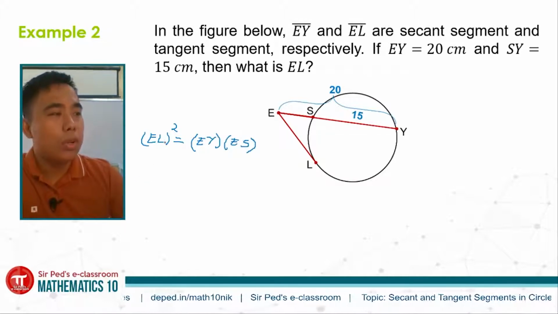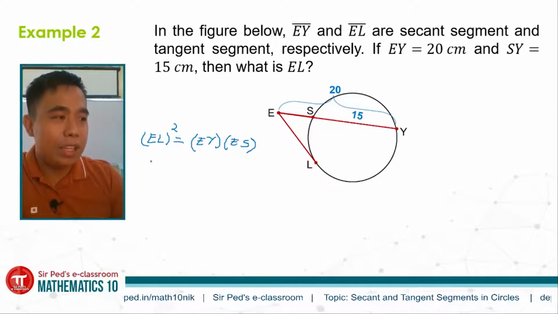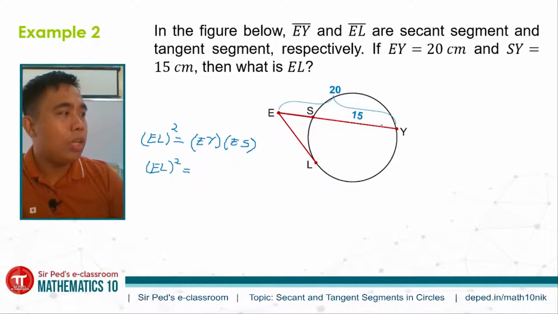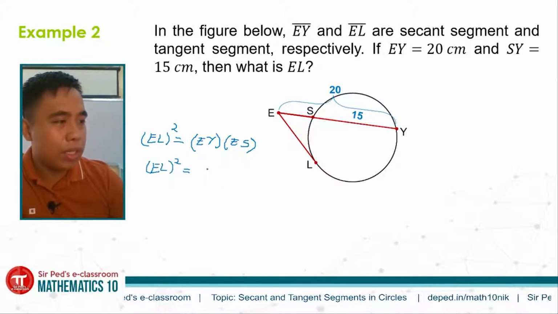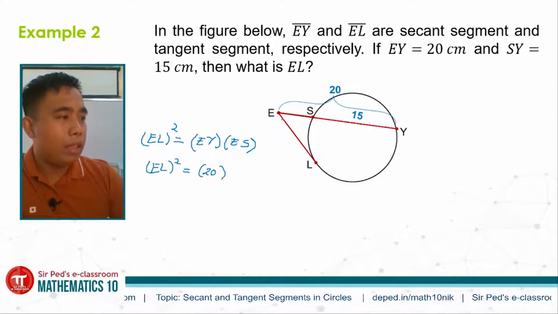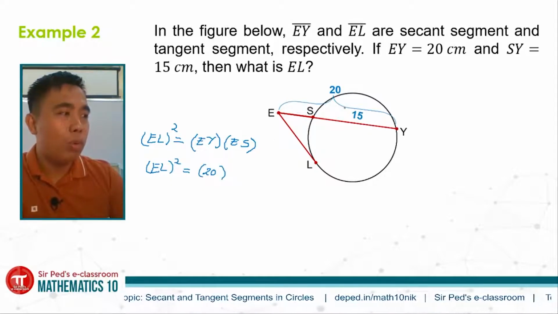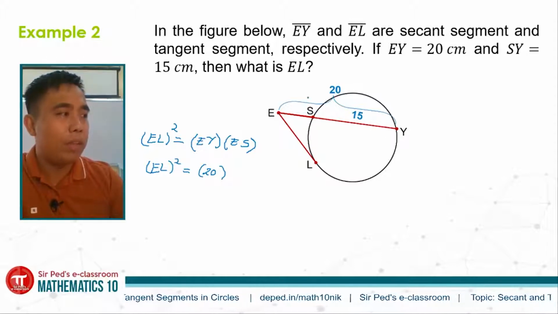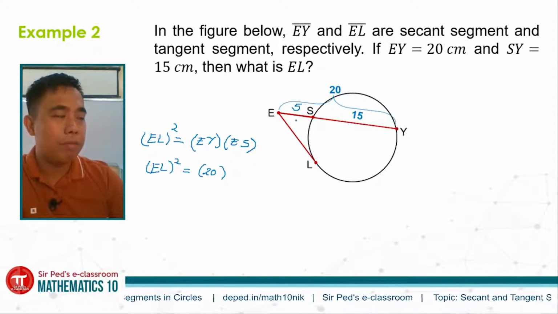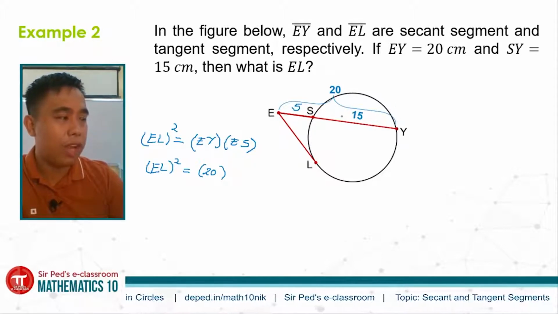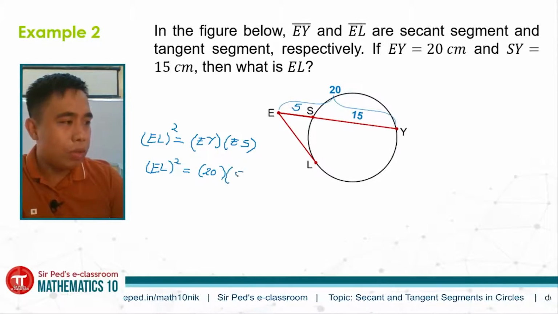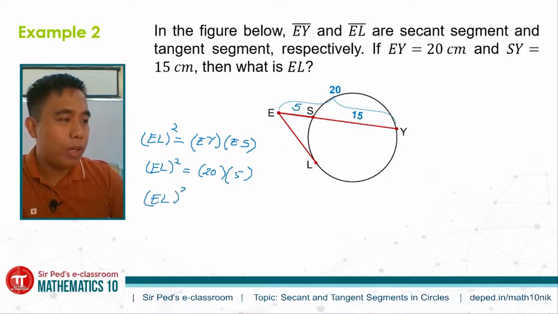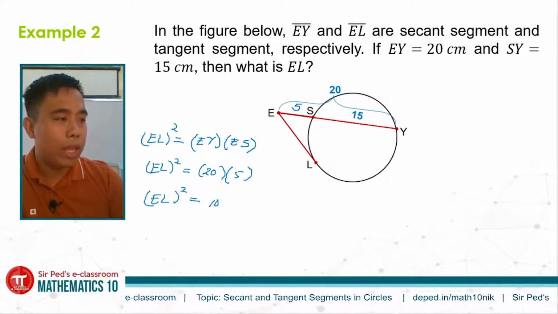Okay. So, ang hinahanap natin si EL. So, it will remain EL, the quantity squared. It is equal to EY. Anong measure ni EY? It is 20 centimeters. So, 20. And ES, hindi natin alam. But we know that EY is 20 and SY is 15. Therefore, this is 5. Kasi nga 20, the whole of that. So 5 plus 15, 20. So this will be 5. So EL, the quantity squared, is equal to 100.